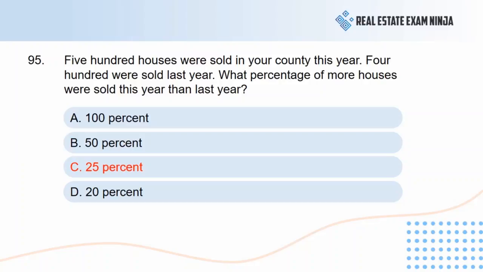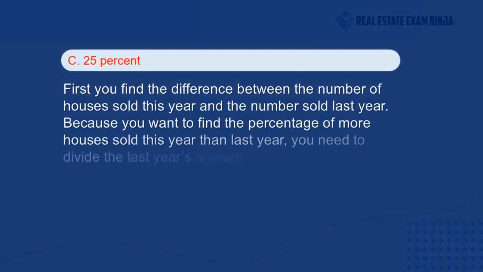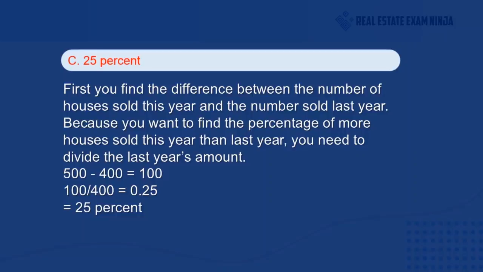The correct answer is C. First, you find the difference between the number of houses sold this year and the number sold last year. Because you want to find the percentage of more houses sold this year than last year, you need to divide by last year's amount. 500 minus 400 is equal to 100. 100 divided by 400 is equal to 0.25 equals 25%.